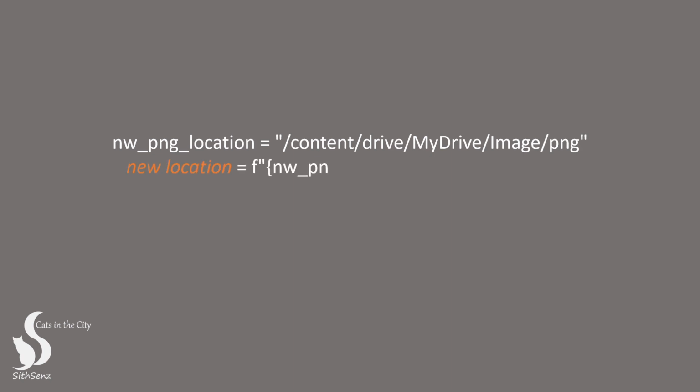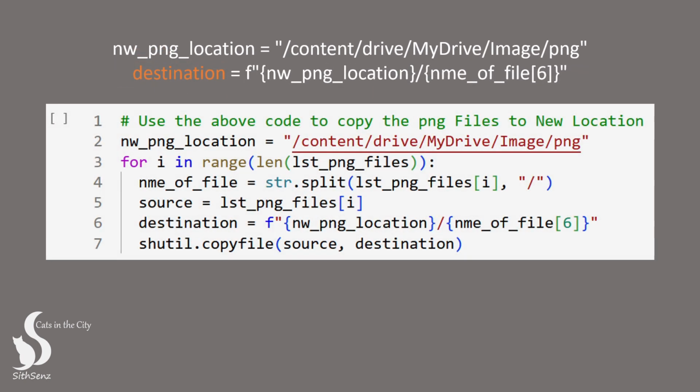We can set the new path as a variable called nw_png_location. The full path to the new location can be saved in a variable called destination. We can use the Shutil copy file function to copy the file to its new location. The Shutil copy file function only takes 2 parameters, and they are the source path and the destination path. Finally, we tie all these together using a for loop, that will iterate through the lst_png_files. Remember that this list contains the complete path for each of our PNG files.